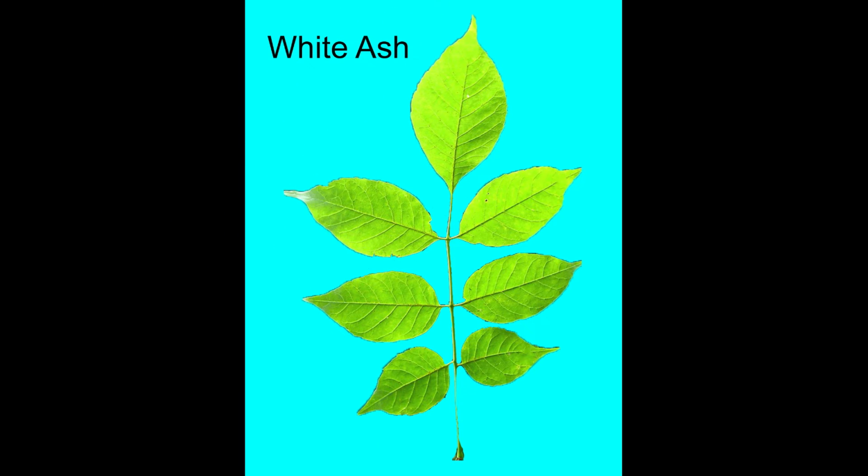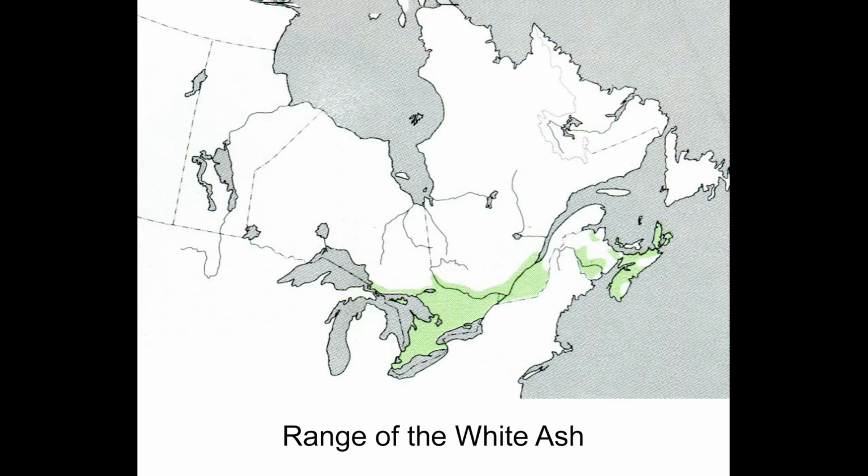The shape of the leaflets will help distinguish between the ash species. White ash leaflets have a more rounded shape than the black or red ash. The white ash and red ash have only 7 leaflets, while the black ash has 9. The white ash is found throughout southern Ontario, Quebec, as well as the Maritime provinces.